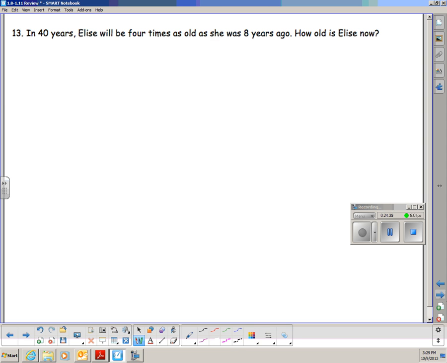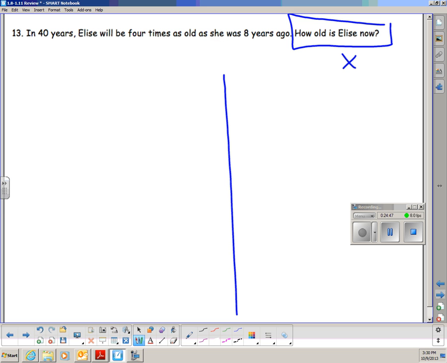It's very easy in this question to get kind of mixed up with what the variable is. How old is Elise now? I'm going to call that x. Okay, and I'm going to make a wide setup column here. I'm going to say x is Elise's age now. So I want to write today, Elise is X. That's how old she is today.